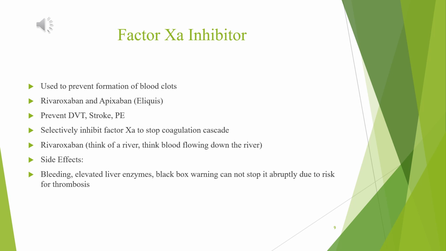So for these medications, for Rivaroxaban, what you can think of is, think of a river, think of blood flowing down the river, so you can get that name in your mind. So when you see that medication, you'll understand it's a factor 10A inhibitor. Now, of course, some side effects with our blood clotting inhibitors would be bleeding. Also for Eliquis, we need to monitor liver enzymes. And of course, we have to educate our patients that we shouldn't just stop abruptly taking these medications because we don't want to put them at risk for developing a thrombus.